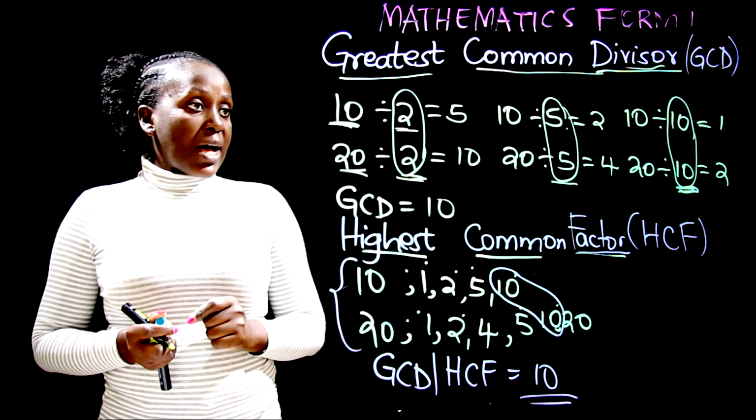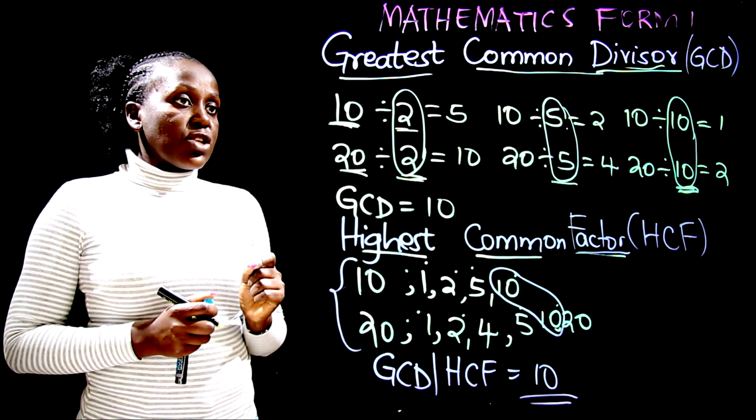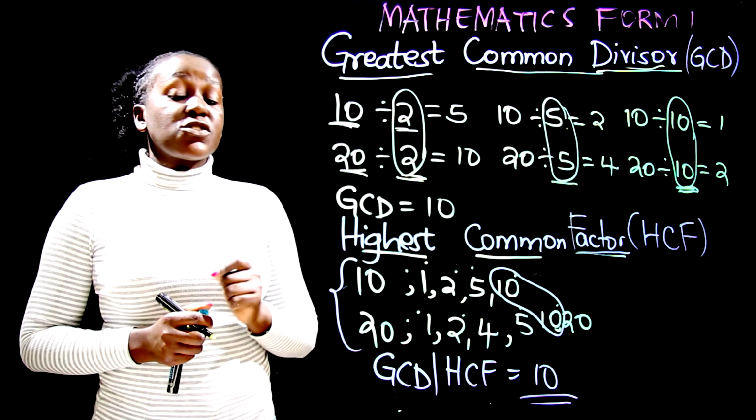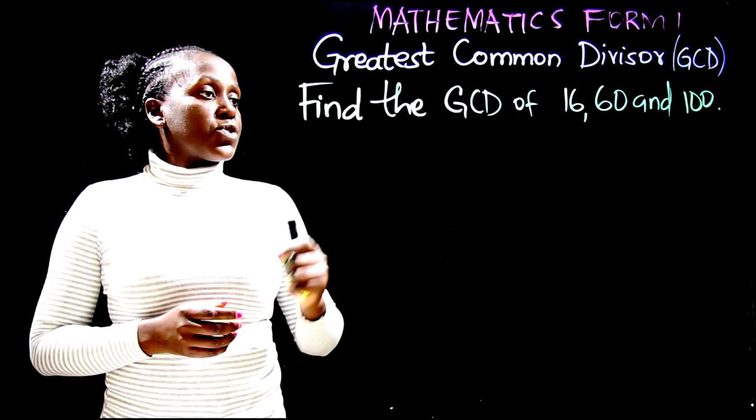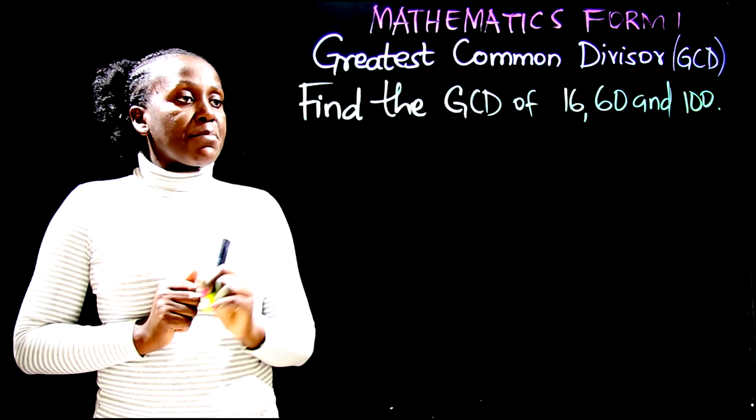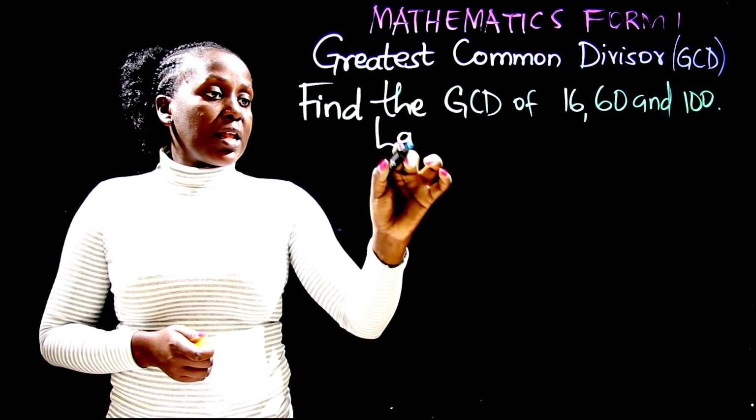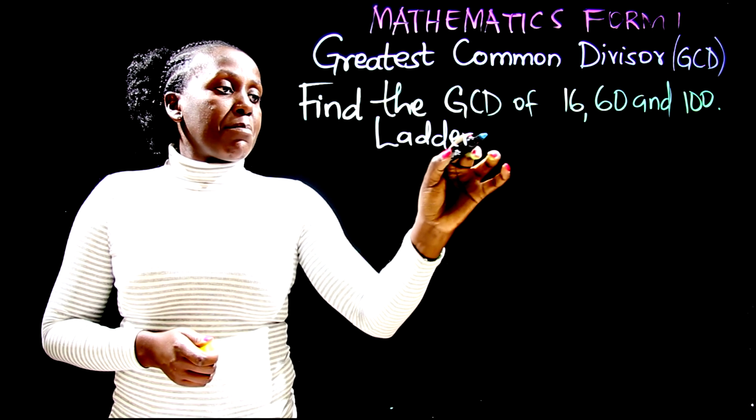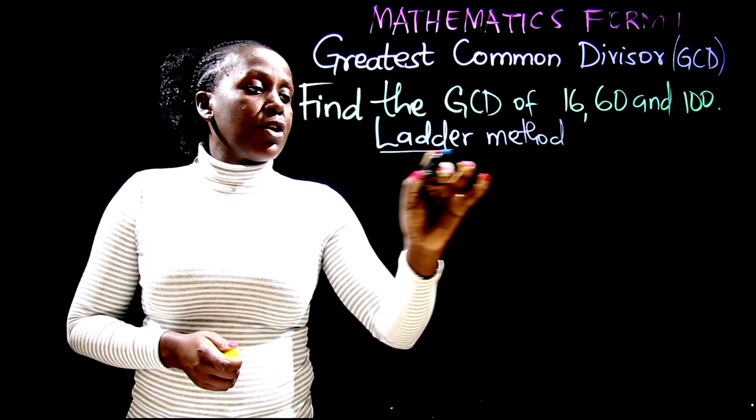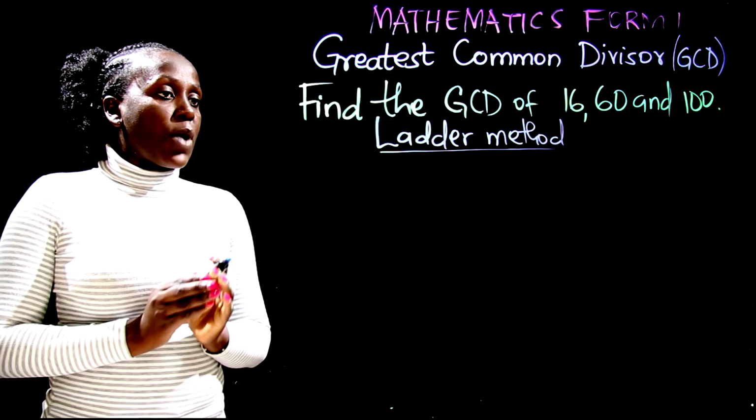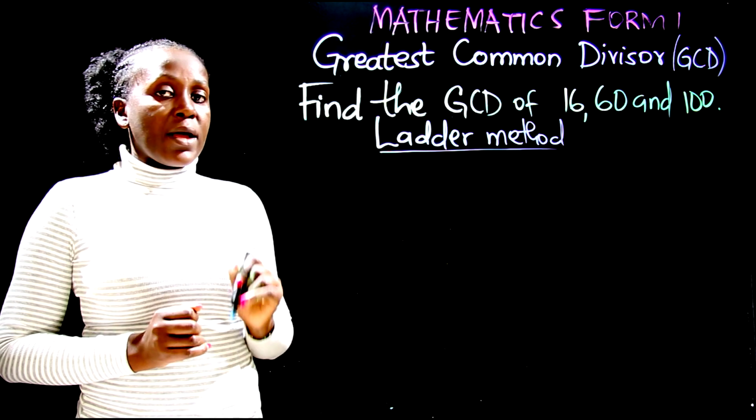Now we are going to discuss the other method which might be very common to you that you can use to determine the greatest common divisor. Now in this question we are going to solve it by using the other method which is called the ladder method. This is a method that you are very familiar with. So in the ladder method, we are required to get the G.C.D of 16, 60, and then 100.